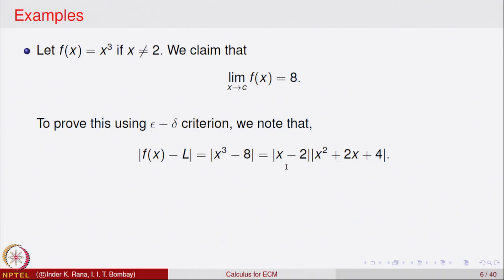Now, this x minus 2, we know we are going to make it less than some quantity delta. The point is, how do I make this other quantity small? There are many ways of doing that. We are going to look at points near 2. So, let us make an additional hypothesis that x minus 2 is less than 1. We are going to look at only those points which are at a distance of less than 1 from the point 2, that means between 1 and 3.